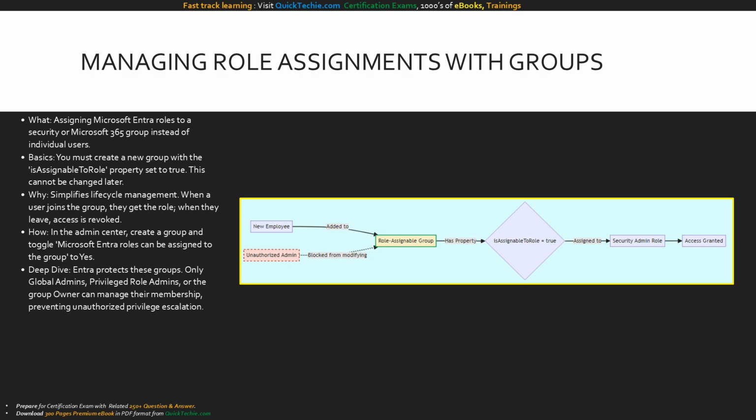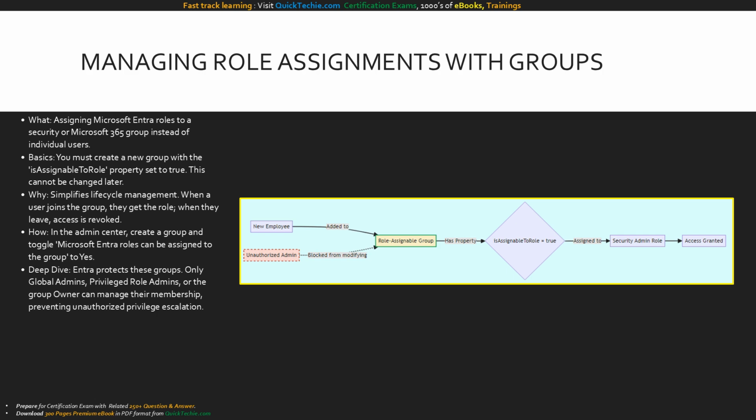However, because giving someone access to this group effectively grants them an admin role, Microsoft Entra treats these groups differently. You must explicitly create a group as a role-assignable group by setting a specific property during creation. Once created, Entra locks down the group. Only highly privileged admins or the designated group owner can modify its membership. This prevents a lower-level admin from sneaking their own account into a group that holds security administrator privileges.